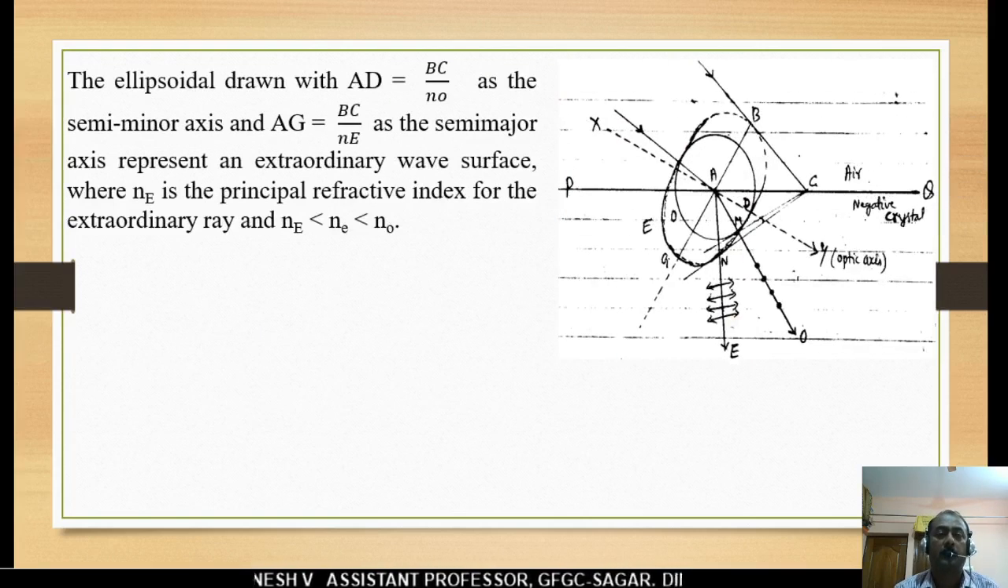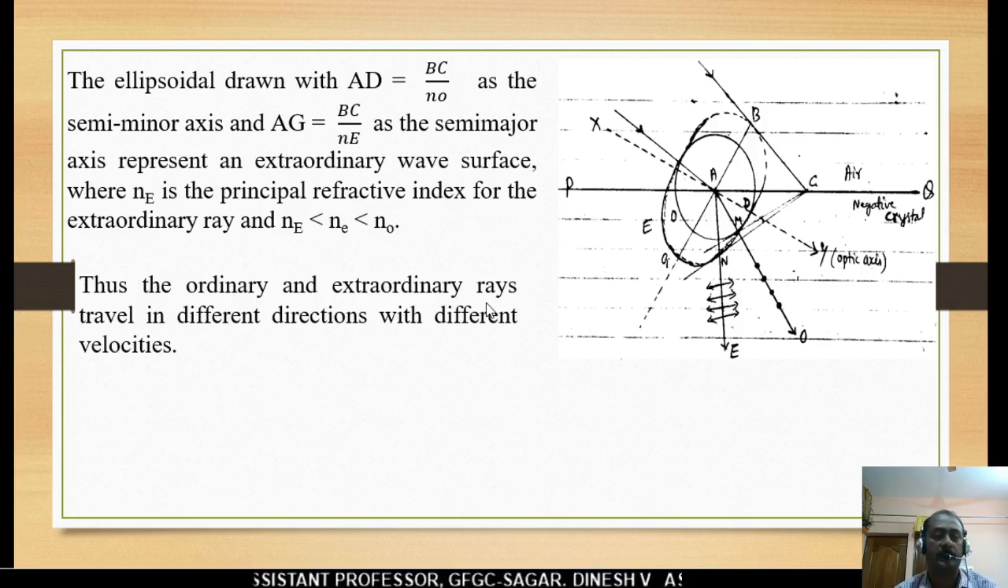Therefore, the ellipsoid drawn with AD equals BC upon the refractive index of the ordinary ray as the semi-minor axis, and AG equals BC upon Ne as the semi-major axis, represents the extraordinary wave surface, where Ne is the principal refractive index for the extraordinary ray, which is less than the refractive index of the ordinary ray.